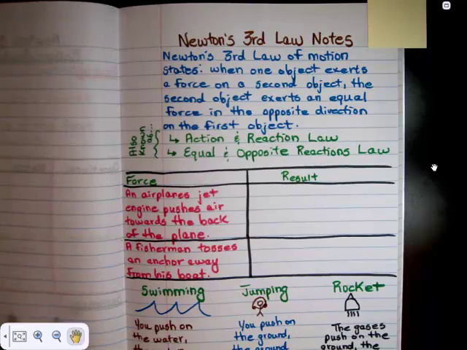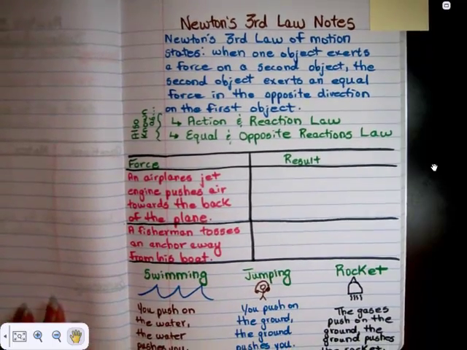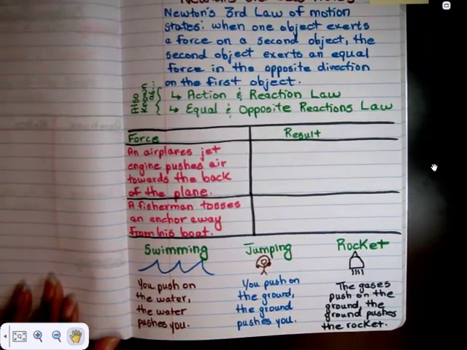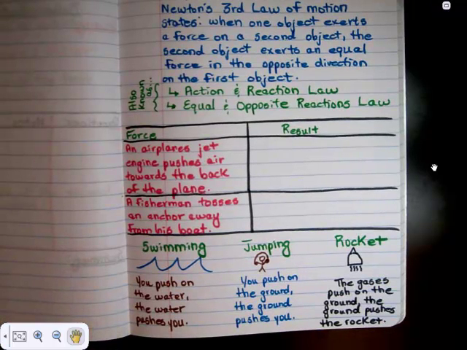And lastly, we're going to take a look at some other activities that show Newton's third law of motion. When you're swimming, you push on the water and the water pushes you. That's why you move forward from those equal and opposite forces. When you jump, you push on the ground, and the ground pushes back on you with the equal and opposite force that makes you go up.